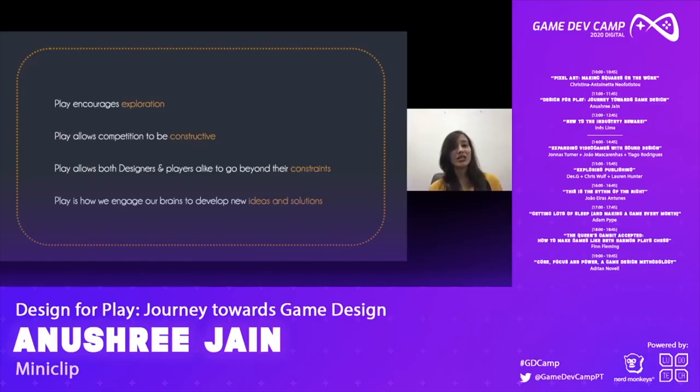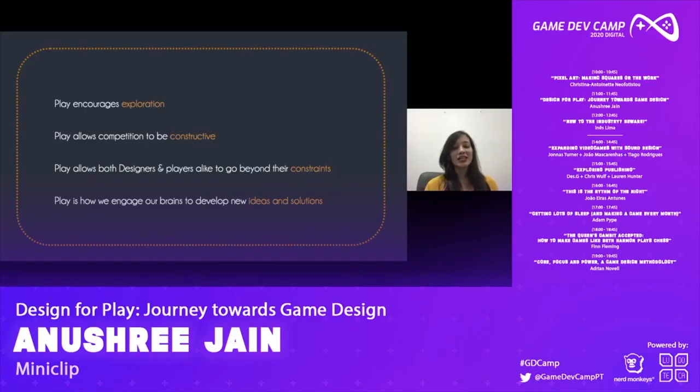Play encourages exploration. It allows competition to be constructive. It allows both designers as well as players alike to go beyond their constraints, to be more flexible. And it is how we engage our brains to develop new ideas or come up with new solutions. It's a very non-mainstream way to get amazing solutions for very difficult problems. If you want to, you should maybe try it once, and I'm sure that this will help you out a lot.